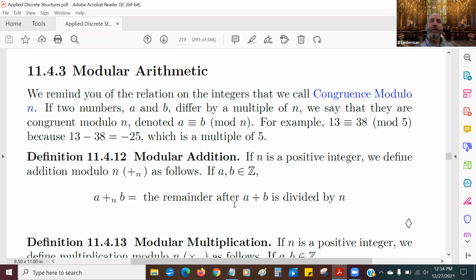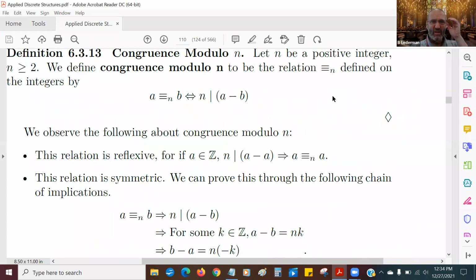13 minus 38 is negative 25, which is a multiple of 5. So that's what we mean when we say something is congruent modulo n. Let's see what happens when I click over here. Oh, look at that.